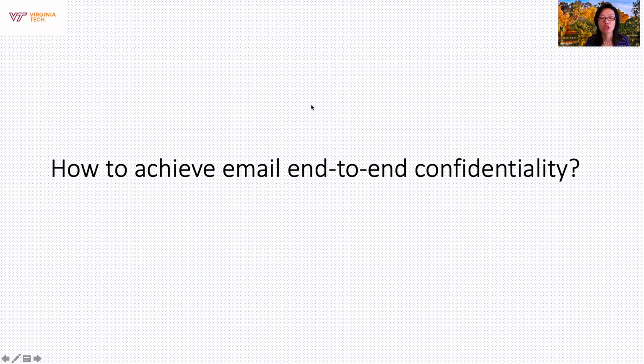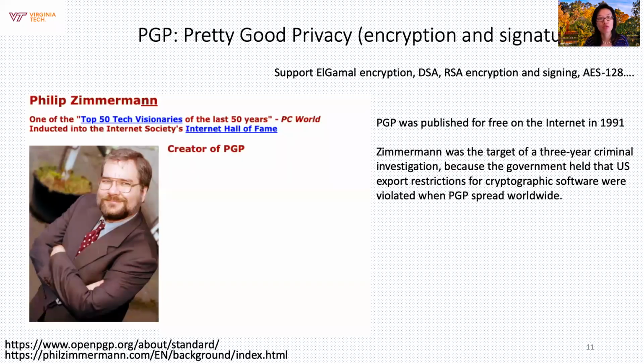So how do we achieve email end-to-end confidentiality? We have been saying this a lot. You do realize that by default this is not provided. Pretty Good Privacy, PGP, is something that I want to discuss very quickly. And of course you can use RSA, right? So you generate an RSA key pair, and then you let your friends know. And this is essentially the concept of what Phil Zimmermann did in the early 1990s.